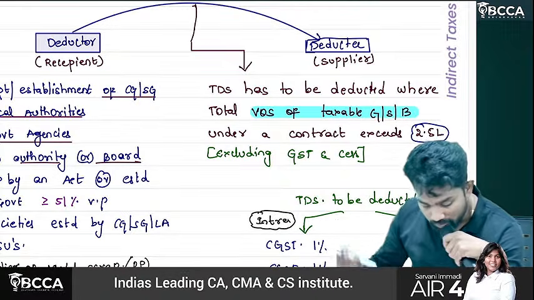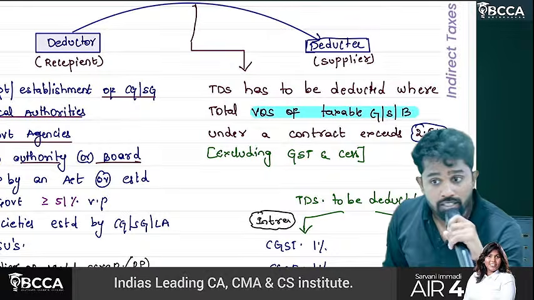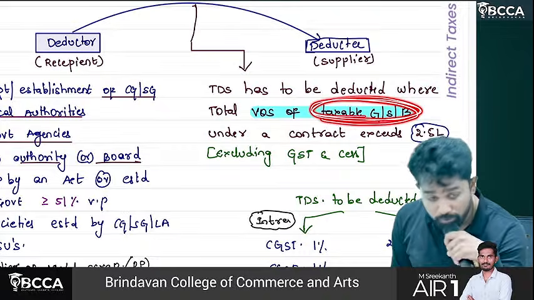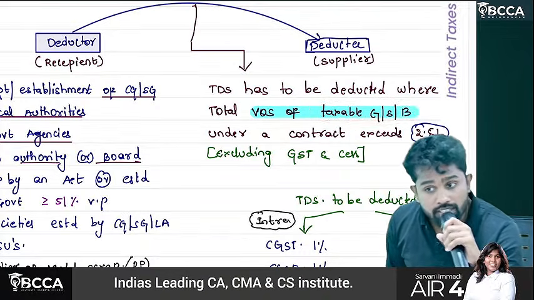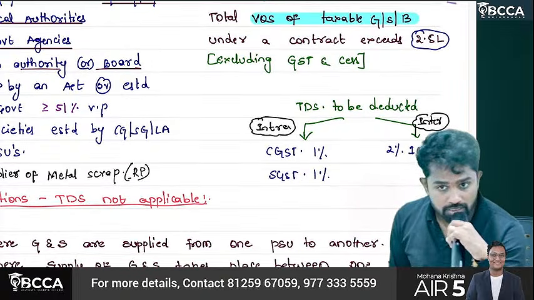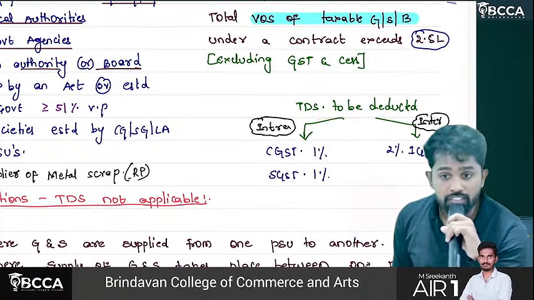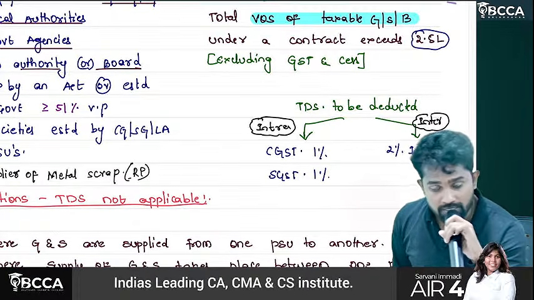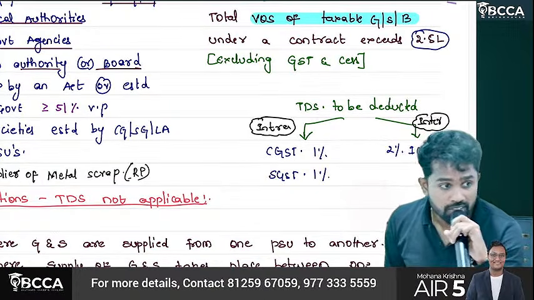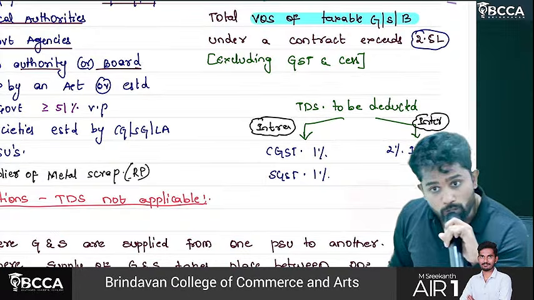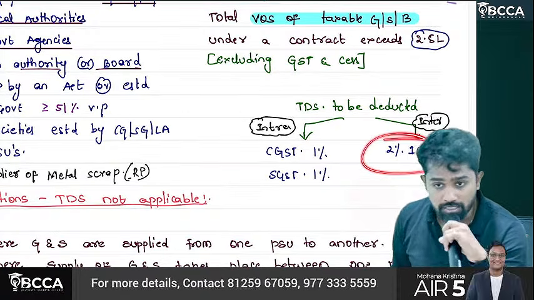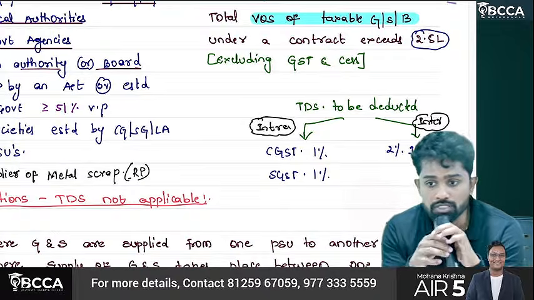Understanding, sir? What are those? TDS has to be deducted where the value of supply of taxable goods, services, or both under a contract exceeds 2.5 lakhs, excluding GST. Then what is the rate of TDS? If it is intrastate, CGST 1%, SGST 1%. If it is interstate, then 2% IGST. Intrastate 1% CGST, 1% SGST. Interstate 2% IGST. Sir, once again, to whom are TDS provisions applicable?